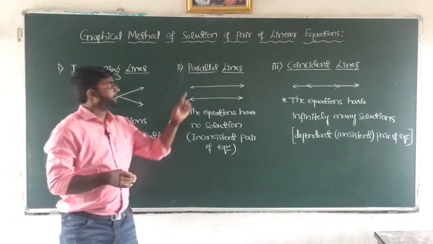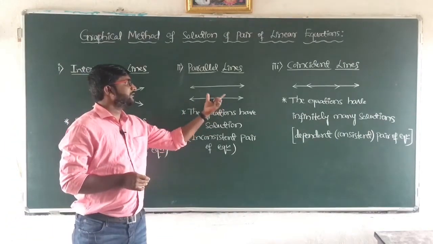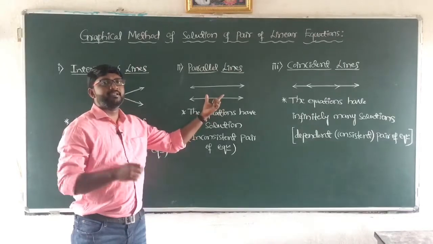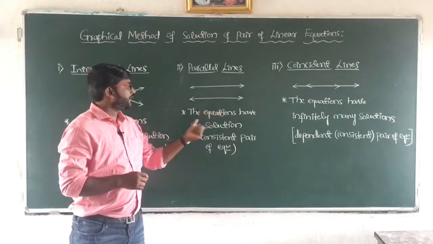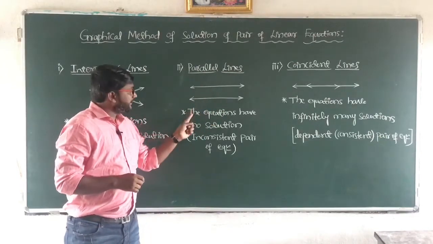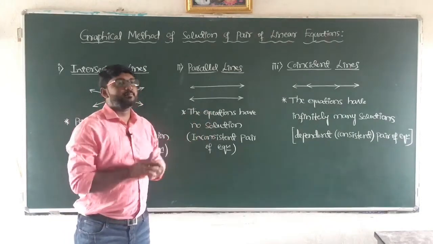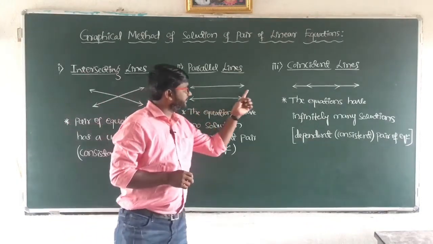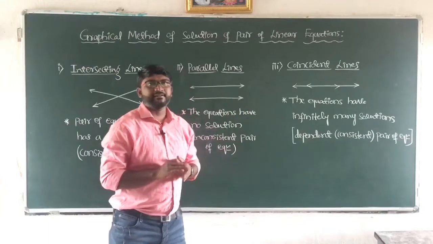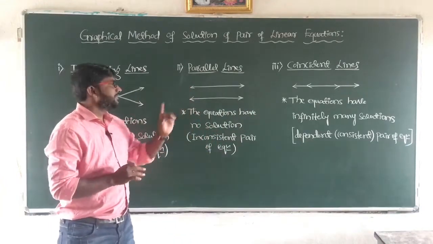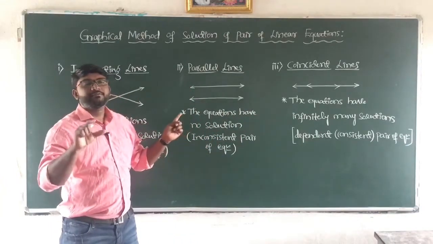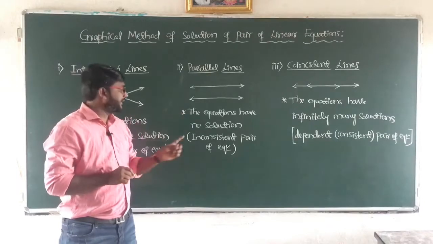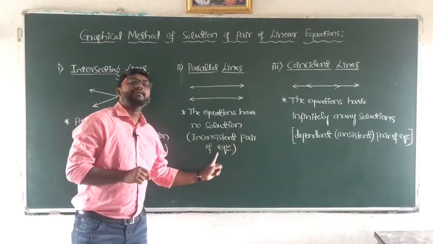Next, parallel lines. These two lines are parallel. If we represent them graphically, we get a graph like this. In this case, the equations have no solution because these two lines will never meet each other. If the two equations have no solution, we say it is an inconsistent pair of equations.